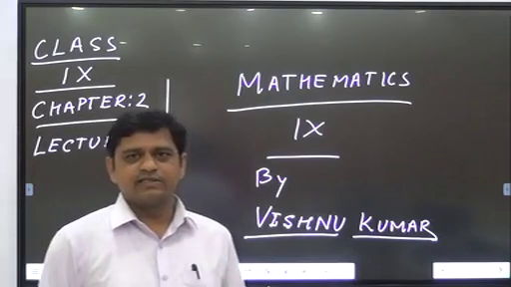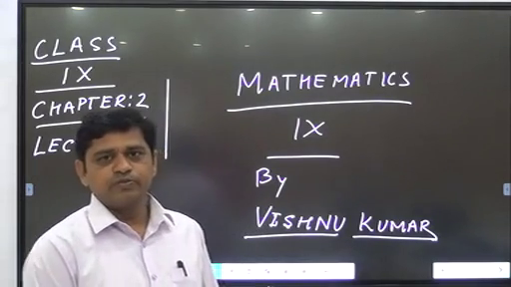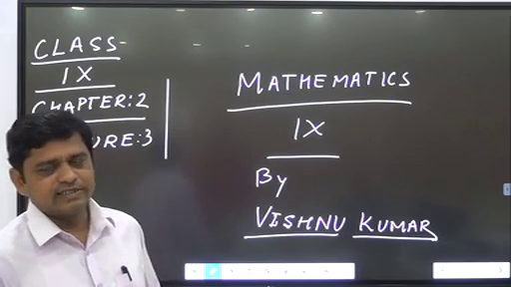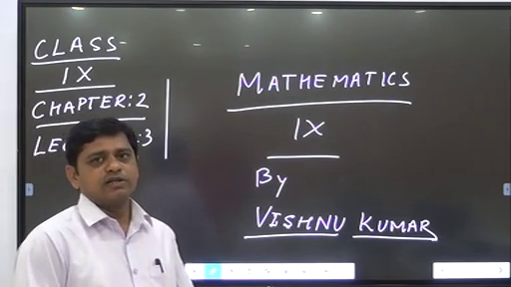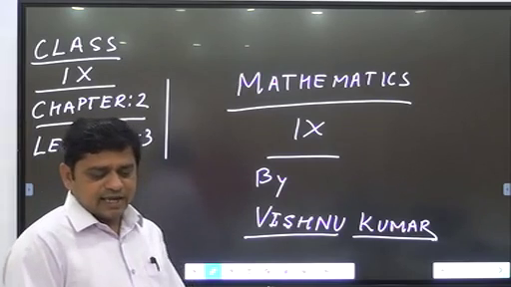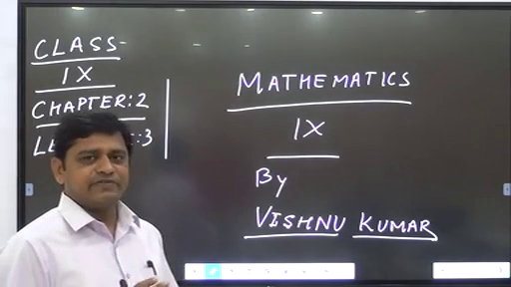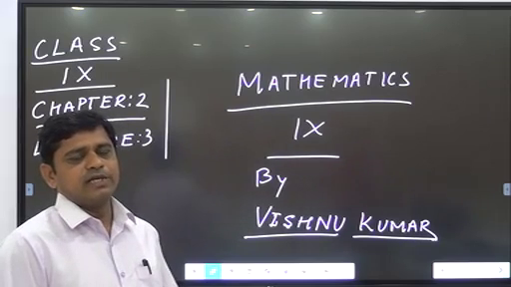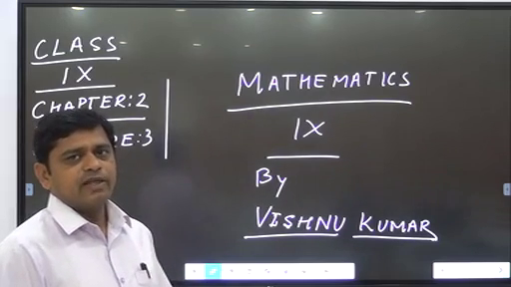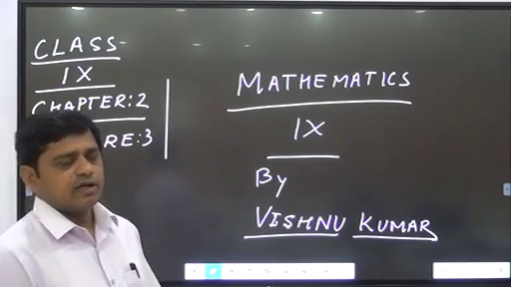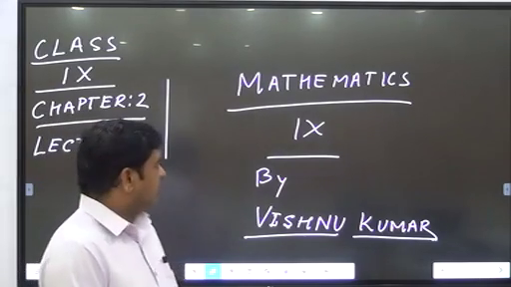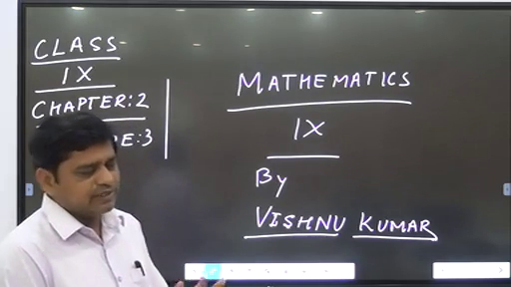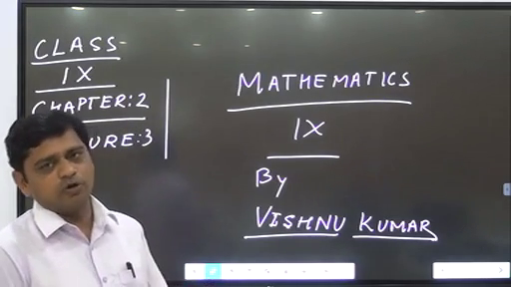So hello students, in the series of chapter 2, today I will teach some different concepts about polynomials. Till exercise 2.1 we have learned identification of polynomials and kinds of polynomials based on degree and terms. So today we will learn a different topic, known as the zeros of a polynomial.